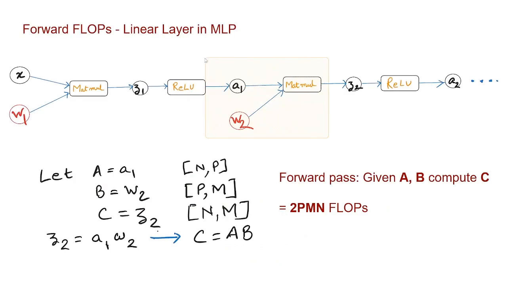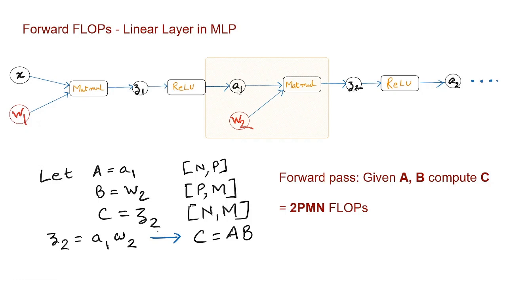Consider a linear layer in an MLP. Here we first of all start with x as the input. In the very first layer we multiply it with W1, get the intermediate activation Z1, and then do a non-linearity followed by the next layer. So the next layer has a linear projection with W2 followed by a non-linearity, and this goes on. Let's focus on this linear layer, this part here, and we want to say how many flops are needed in the forward and backward passes just for this linear layer.